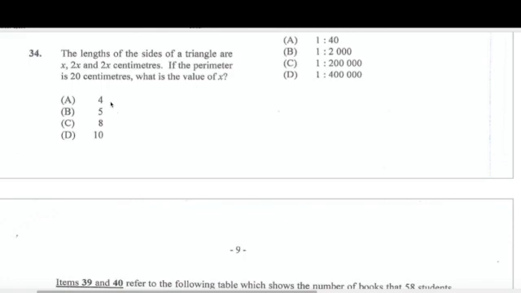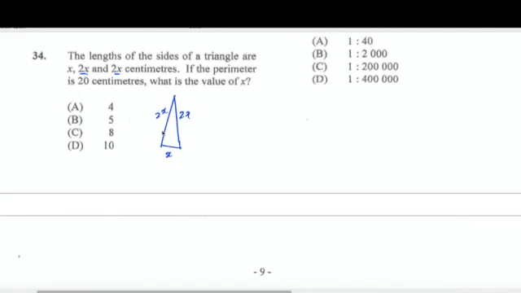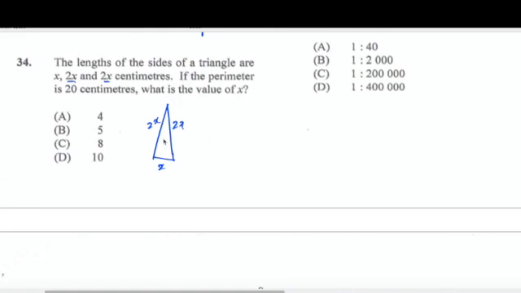Number 34, the lengths of the sides of a triangle are that. So you can see here we have an isosceles triangle, because this 2x and this 2x will be the same, and therefore this will be x. Drawing a diagram is always helpful. If the perimeter is 20, what is the value of x? So the perimeter is when I add them together. So 2x plus 2x plus x will be 20. So that is 2 and 2 is 4, 1 is 5, 5x is 20. So x will be 20 divided by 5, which is 4.